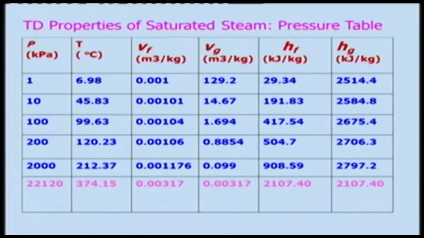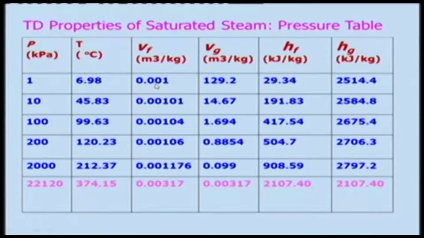So, let us look at the typical thermodynamic properties of the saturated steam, and we call it basically pressure, because the pressure is a variable. I have given 1 kilopascal here and 10 and then 100, 200, 2000. Of course, this is a very large 22,000, 120 kilopascals. Of course, this larger interval is not given in a very uniform way, but in the actual table it is given at a closer interval, right, so that you can get the data.